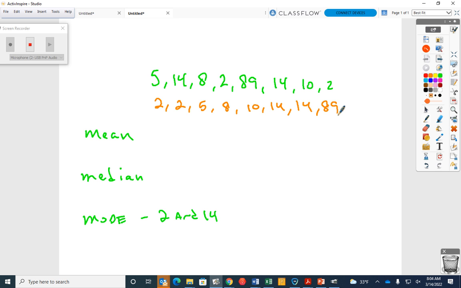Okay. Now, in order to find the median of these, I'm going to start crossing these out from the outside in, okay? Because I want to find the exact middle. So this one is gone. This one is gone. 2, 2, 3, 3. Now, I have two numbers here, okay?